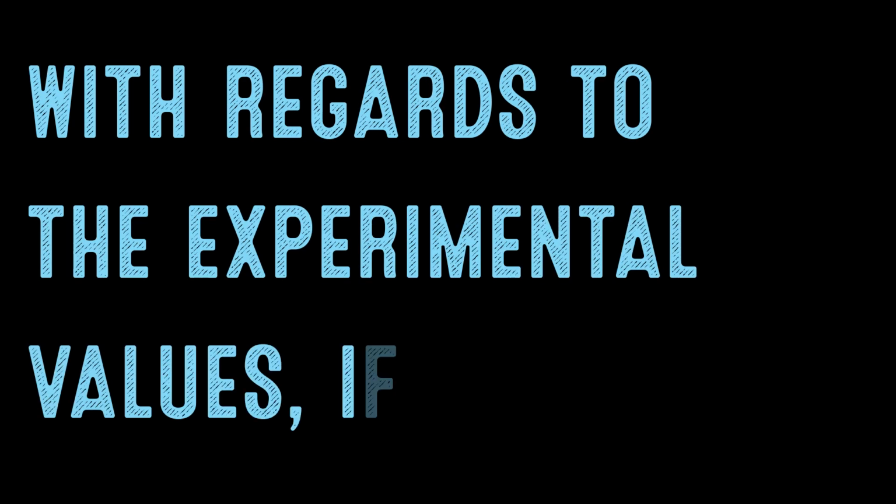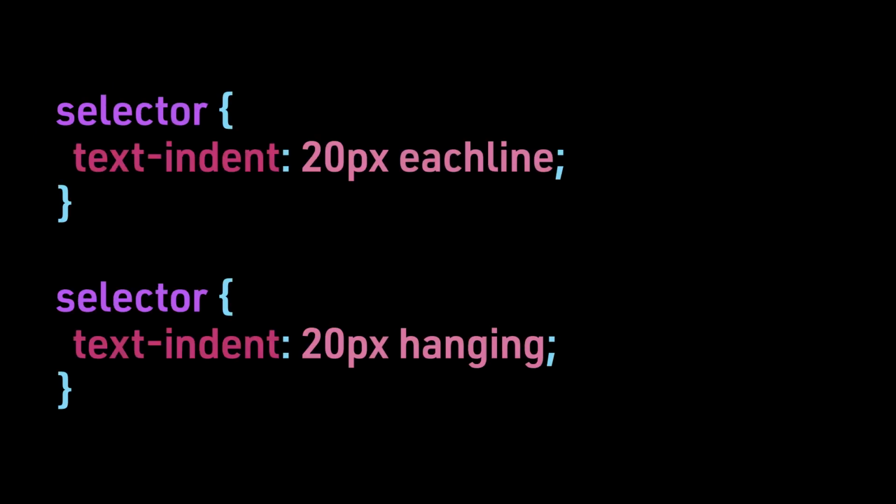With regards to experimental values, if you were to use them, this is the correct syntax. Selector, text-indent, 20 pixels, or whatever length desired, each-line. Selector, text-indent, 20 pixels, or whatever length desired, hanging.